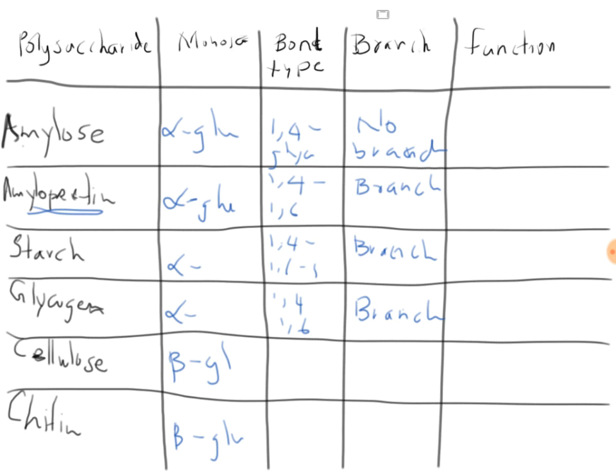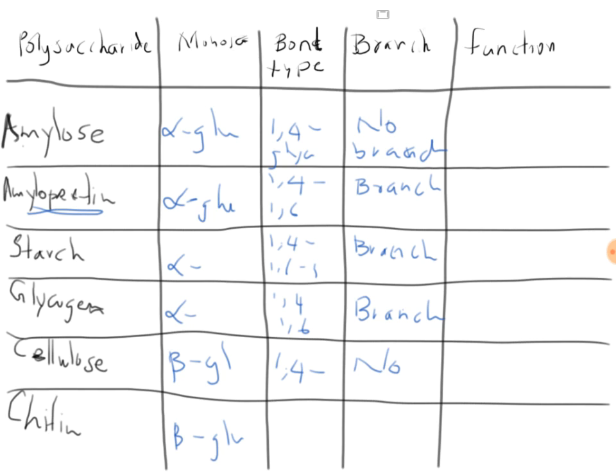Okay, so now let's talk about cellulose. Cellulose has only 1,4 glycosidic bonds. So what about the branching? They don't have branches, so no branch.